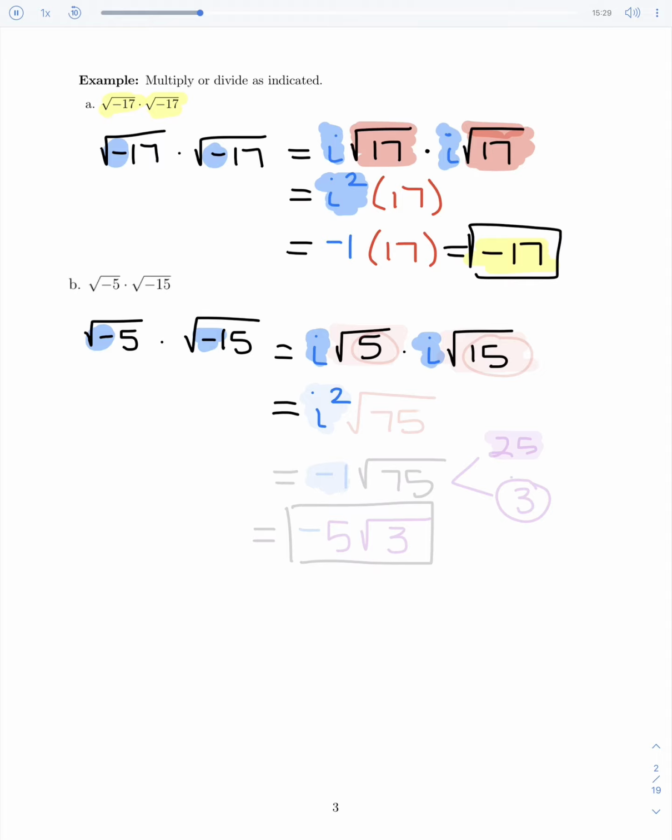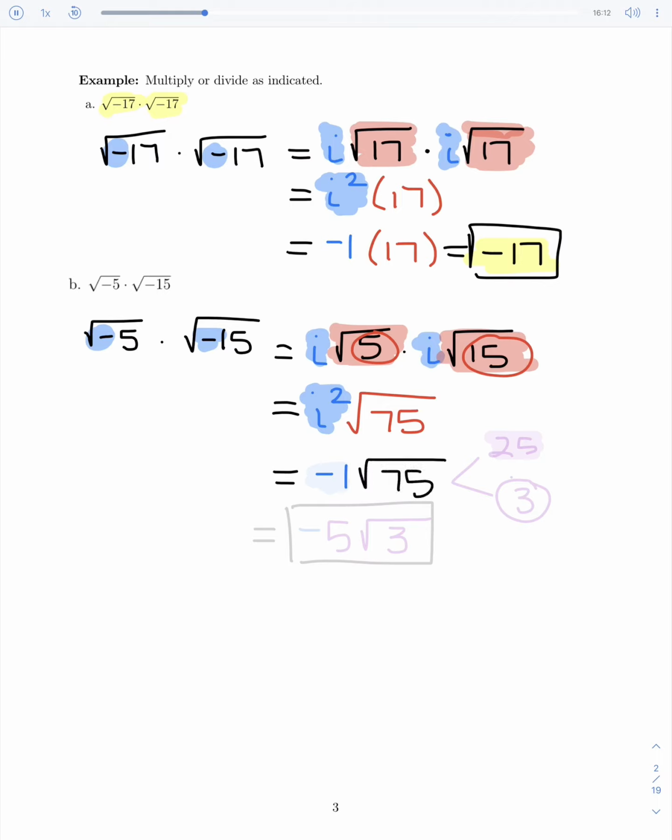However, because the square roots of 17 were identical, we were able to just have the square root disappear. Not on this next one. We've got the square root of 5 times the square root of 15. So what I can just do is my normal multiplication of 5 times 15, which is 75. However, they were not identical and we haven't taken the square root yet, so there is still a square root there. Continuing along, just like the last one, I can replace my i squared with a negative 1, and I still have my square root of 75.